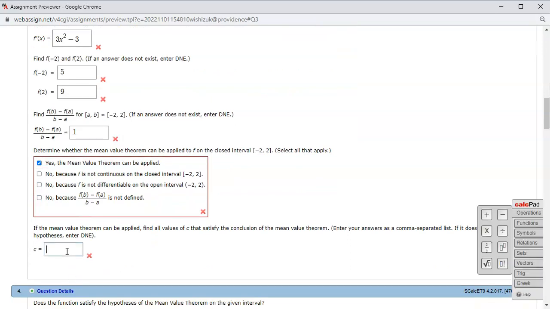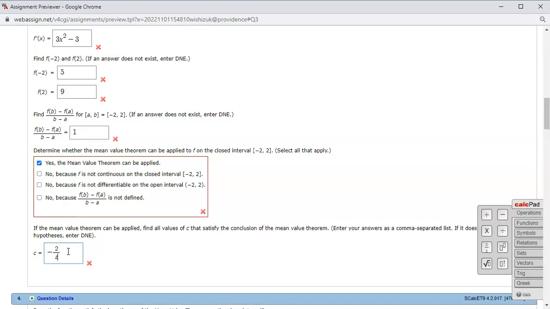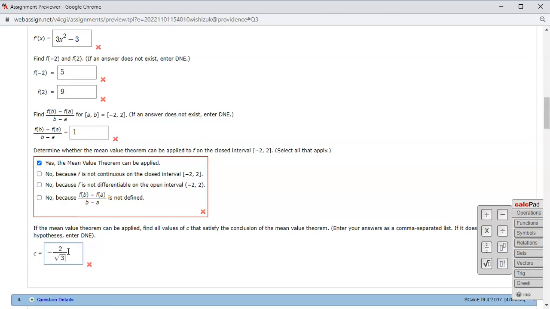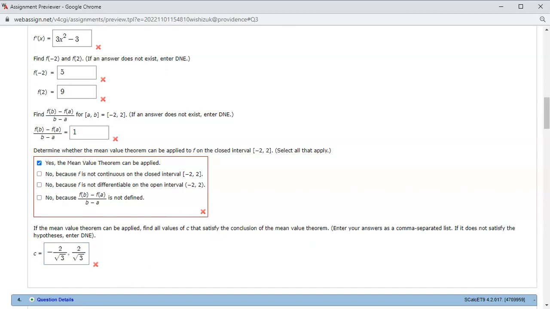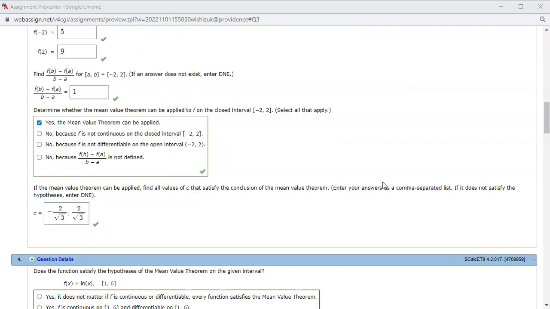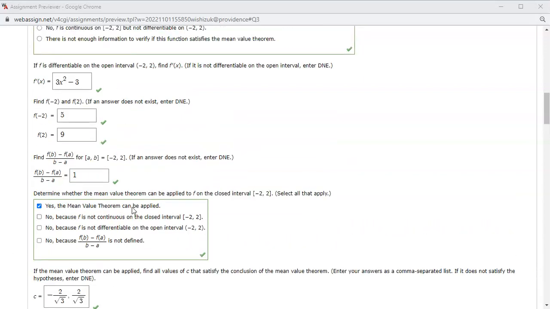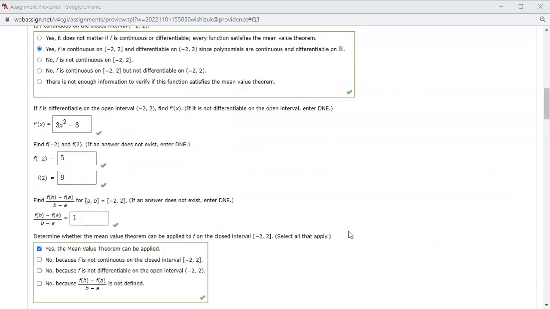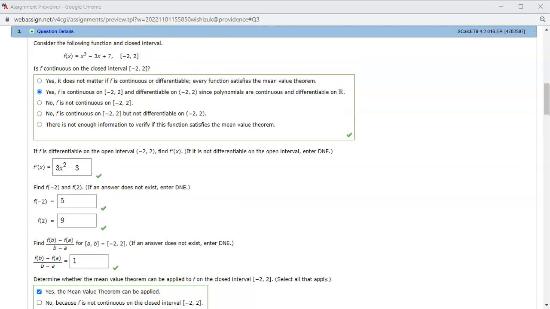So we want the comma, so it's going to be negative 2 over square root of 3, comma, and 2 over square root of 3. So we have that. Let's check the answer. All right, I came back. Looks like we have all parts correct. That's it. I hope that this was clear.